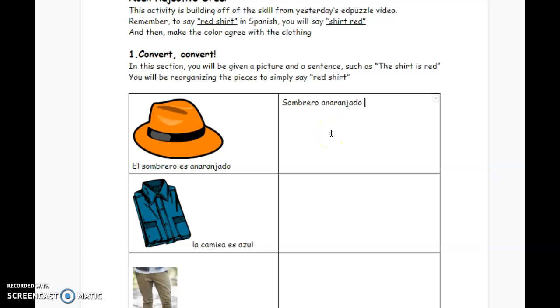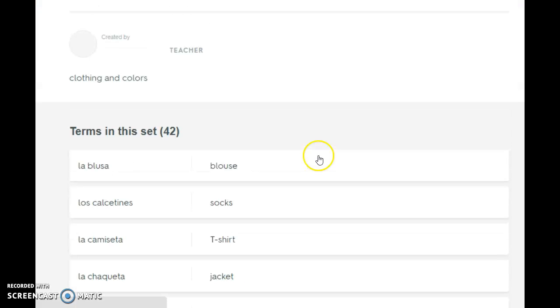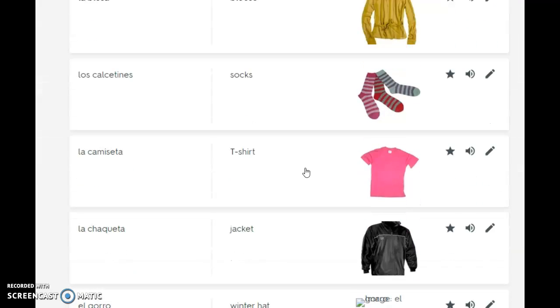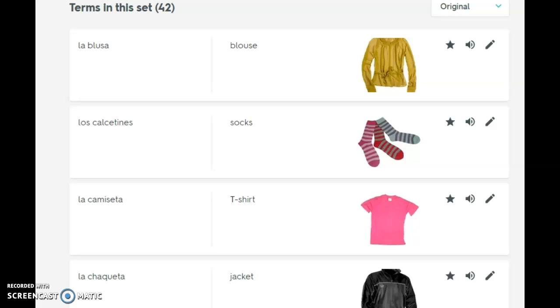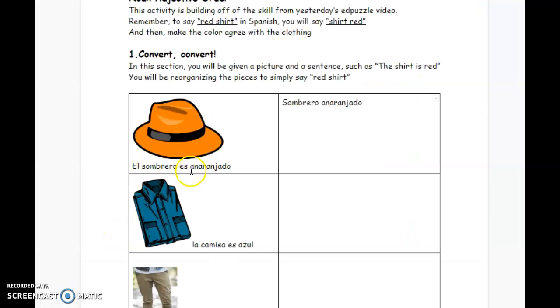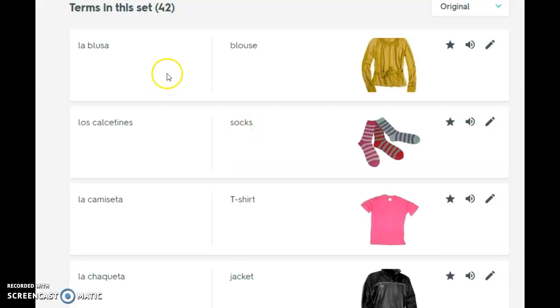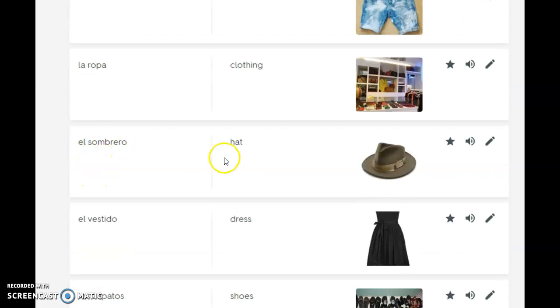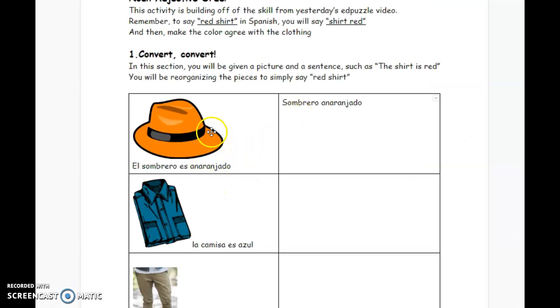All right. So one thing to think about is if you're not familiar with these words and you're having a hard time knowing which one is which, I need you to go to the Quizlet link, which I will include in the assignment tab because it has all of the vocabulary there for you. Okay, so if you're like, oh man, I forgot, I don't remember what el sombrero means, I don't know if that's the color or the clothing, you can come here and you can look for the word that says el sombrero. Oh, here it is. Oh yeah, that one means hat. So that must mean that anaranjado means orange.